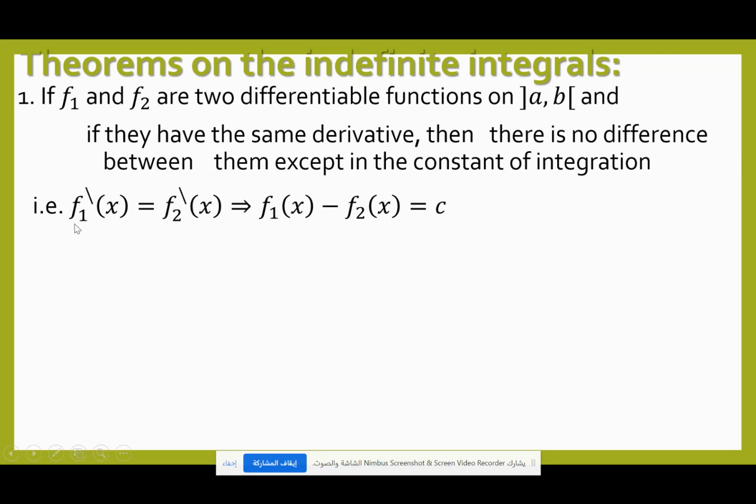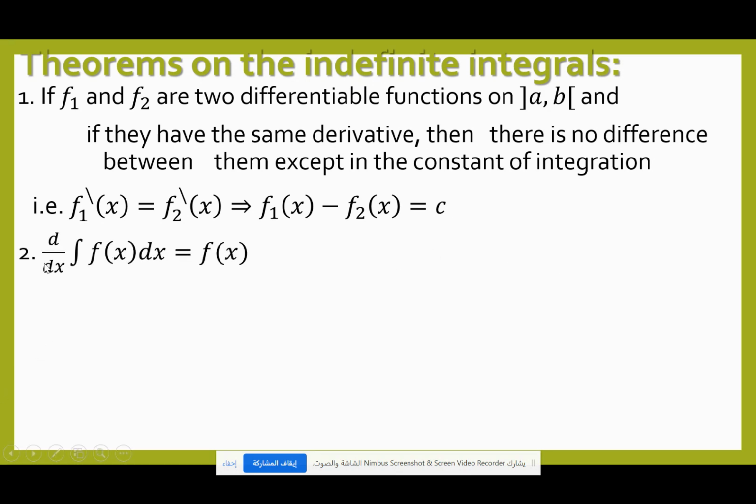So if you derive the first one and you derive the second one and they have the same derivative, you can see that their difference should be only in the constant. The difference between the two functions, not the two derivatives, the two functions, should be the constant only. Now, to understand it more, wait for the example. Let's go to number two.